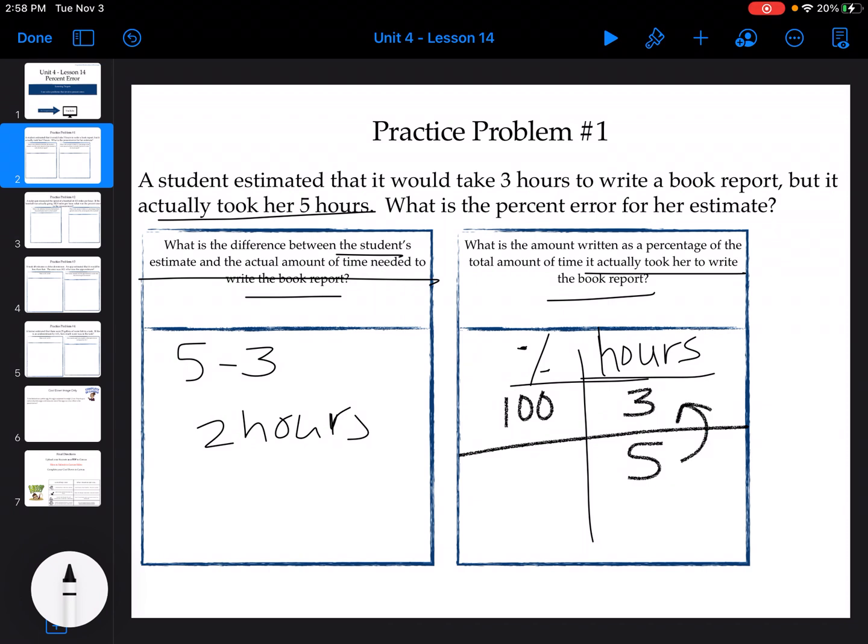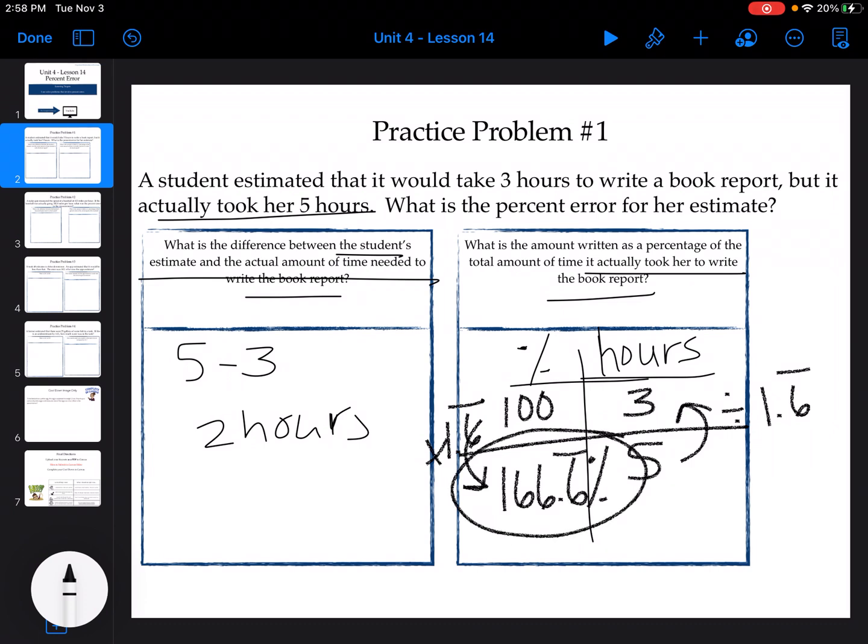So we're going to divide going this way. So 5 divided by 3. I get 1.6 repeating. So that means that when I go this way, I'm going to multiply by 1.6 repeating. So I get 166.6 repeating percent. So it took her 166.6% of the amount of time she thought it was going to take.